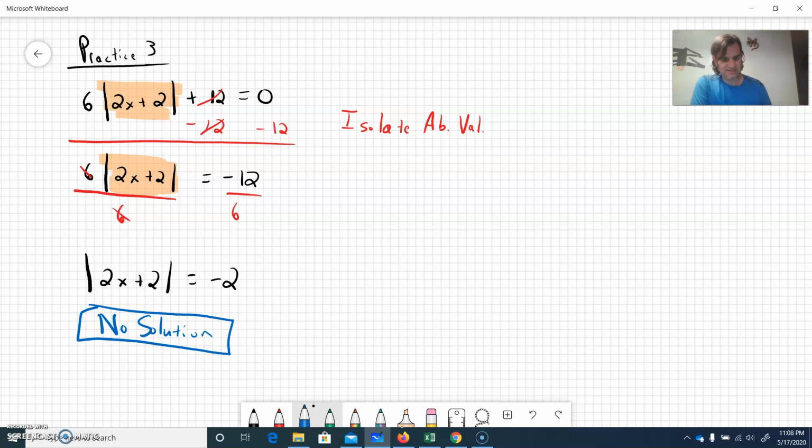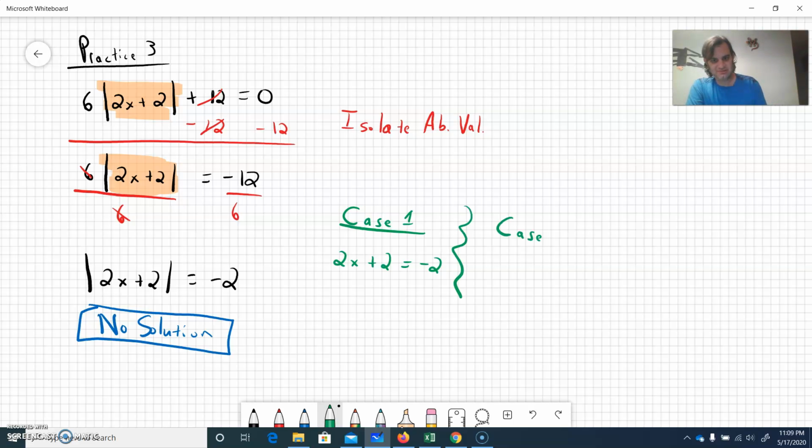But if you were to continue working this problem, you would get 2 cases. I'll write those cases out for you. I'm not going to work this problem all the way through. Case 1 would be dropping the absolute value bars, which would give you 2x plus 2 equals negative 2. Case 2 would take you through changing the sign, which would give you negative 2x minus 2 equals negative 2. And you could solve both of these and get 2 answers.